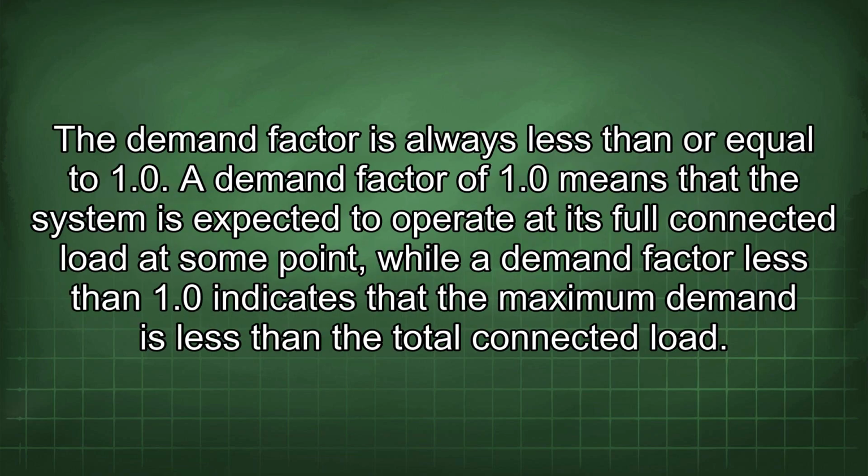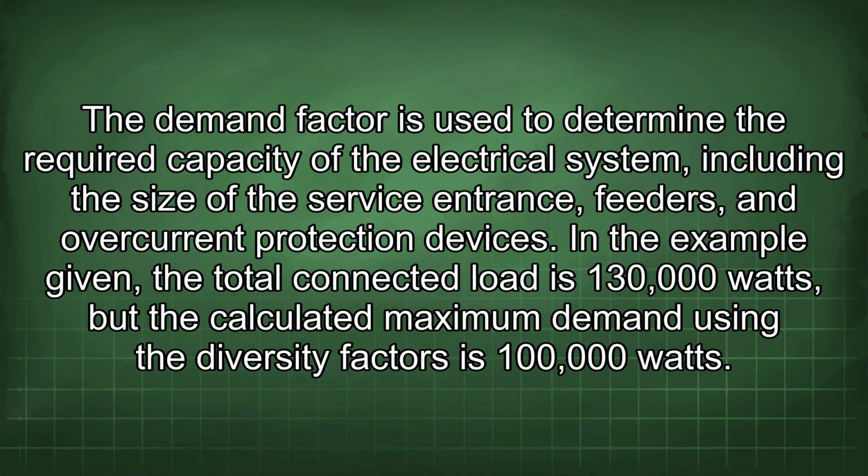The demand factor is always less than or equal to 1.0. A demand factor of 1.0 means that the system is expected to operate at its full connected load at some point, while a demand factor less than 1.0 indicates that the maximum demand is less than the total connected load. The demand factor is used to determine the required capacity of the electrical system, including the size of the service entrance, feeders, and overcurrent protection devices.